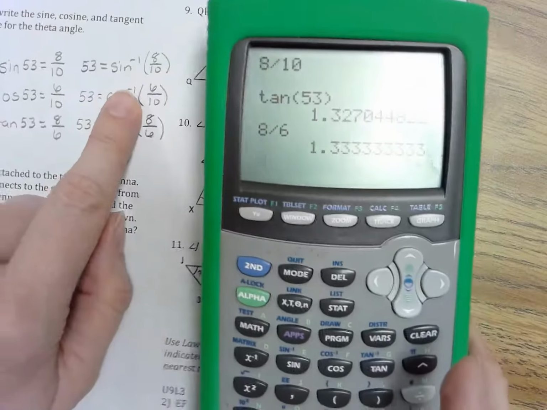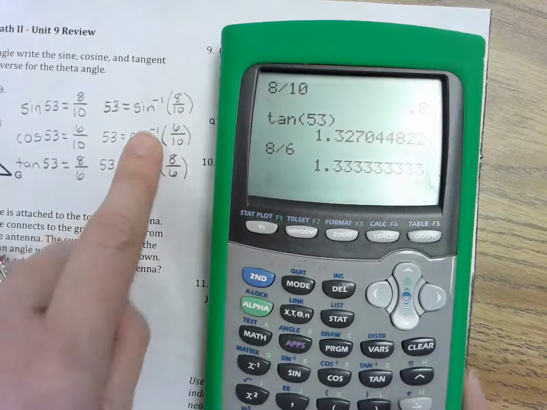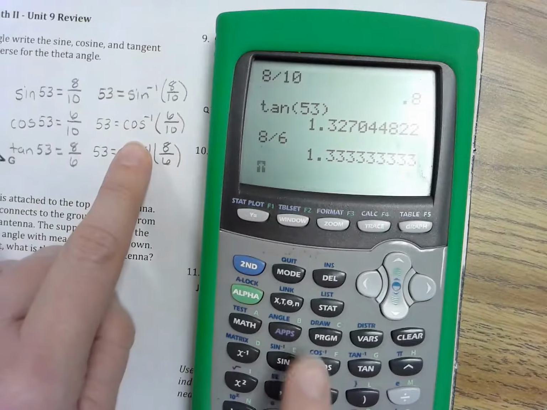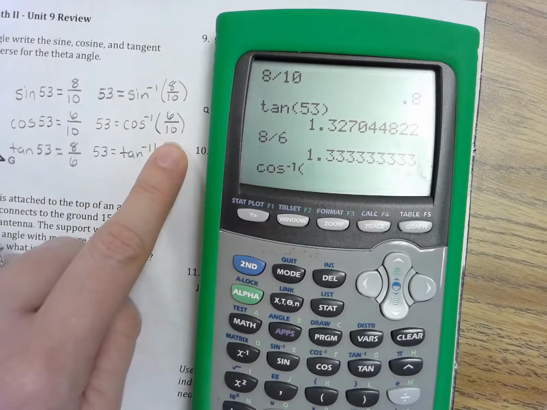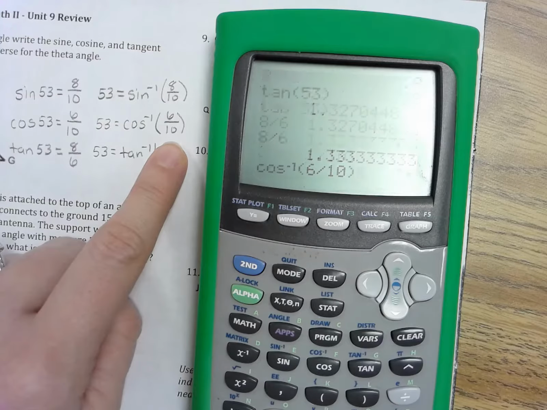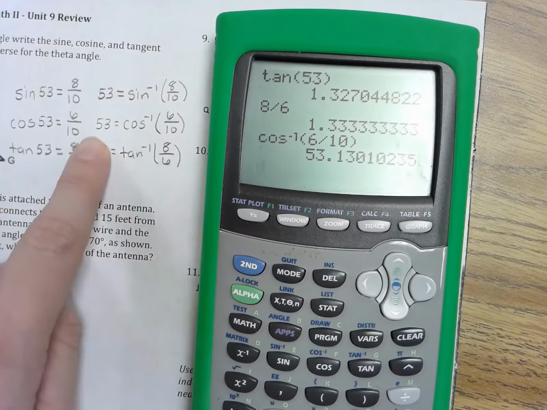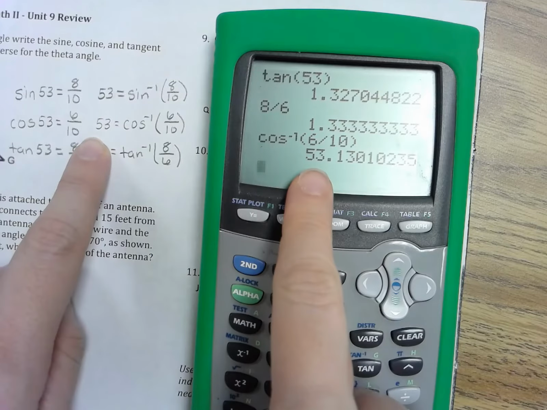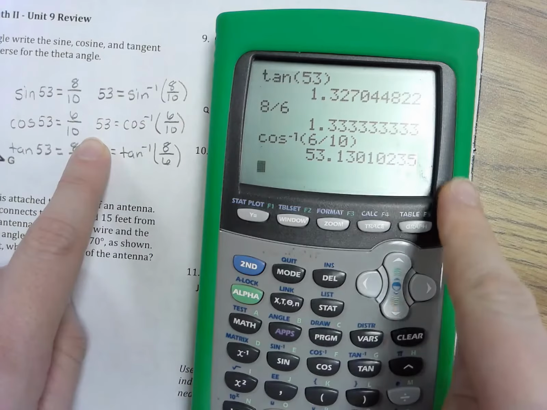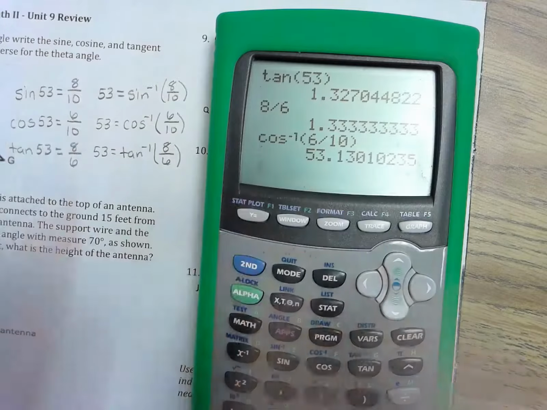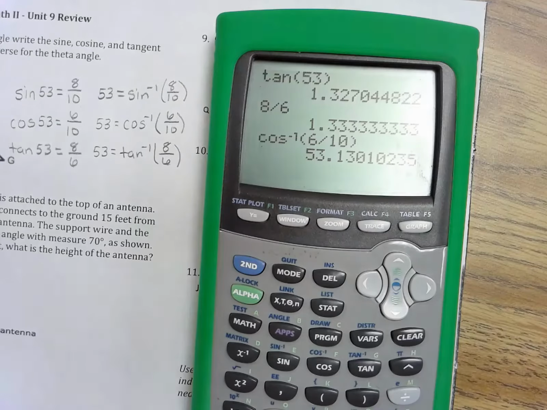You can even test or check with the inverse ratios. Let's go ahead and do inverse cosine. We say that that's 6 over 10. And there's where the rounding comes into play. Our angle is actually 53 point more. And because we've rounded, of course, that's where these ratios are a little bit off when we check them. But because of rounding, we're confident that it is close enough.